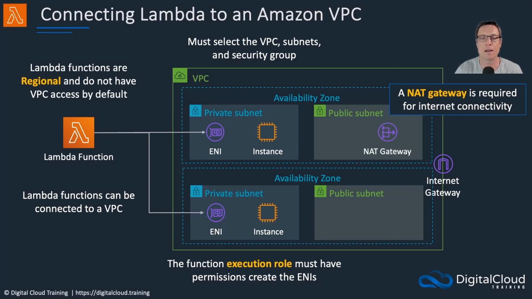So here we've deployed a NAT gateway in a public subnet. And now our Lambda function is able to access the internet via the NAT gateway and the internet gateway.